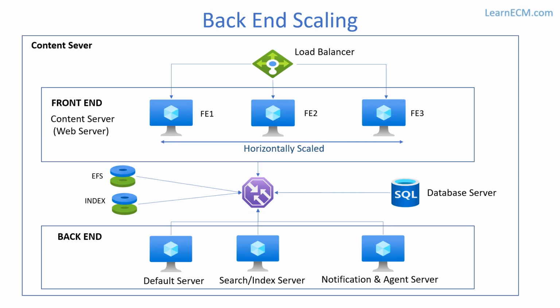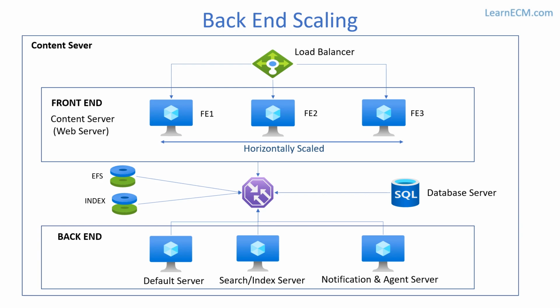Now let's see the backend scaling. We have seen how to scale the front end. For the backend scaling, we can have the admin server installed on 3 different VMs, or even more depending on our requirement. And then we can split out the functionality. Let's say we have the default server, which is running the basic admin server functionality. Then we can have a search and index server, a dedicated server which will index the documents as well as handle the search queries. Then we can have the third admin server as the notification and agent server, which will handle all the notification and agent related activities.